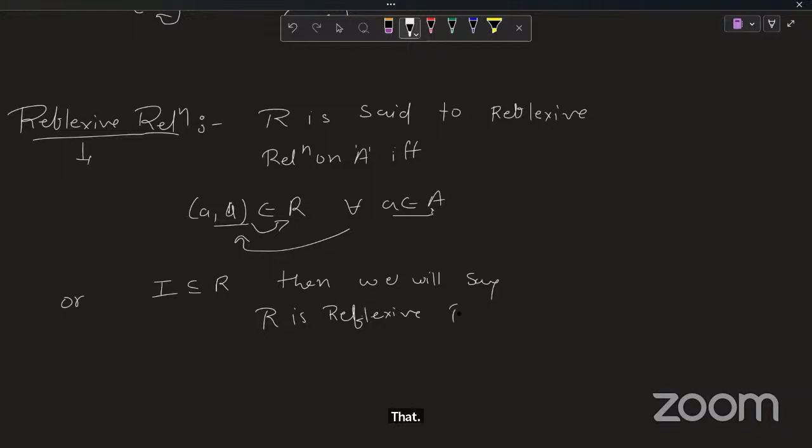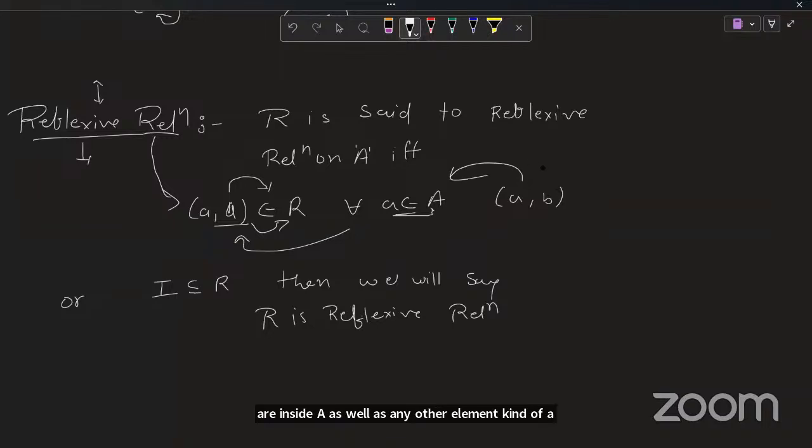Reflexive relation. Most people will confuse reflexive and identity relation. The difference is that a reflexive relation says all pairs of the type AA, for every element in A, will be inside R, and any other element such as AB can also be inside R.